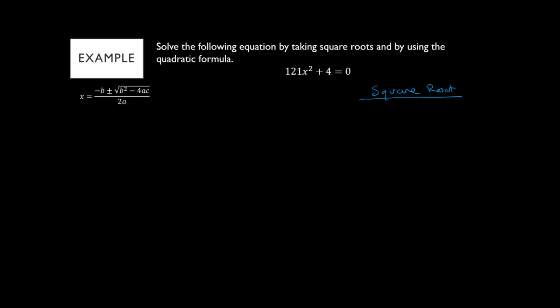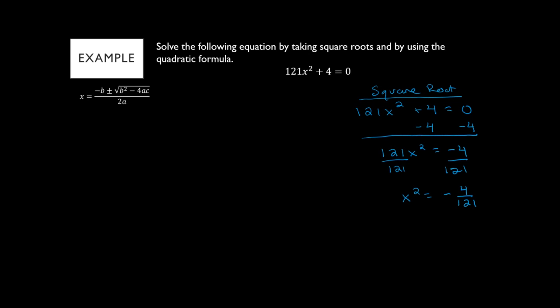And so in order to solve by taking square roots, you do this when you don't have that middle term. So in this case, our middle term is gone. We don't have an x. So you want to get the x squared by itself. So I'm going to start by subtracting 4 from both sides. This gives me 121x squared equals -4. And then you want to divide both sides by 121. X squared equals -4 over 121.